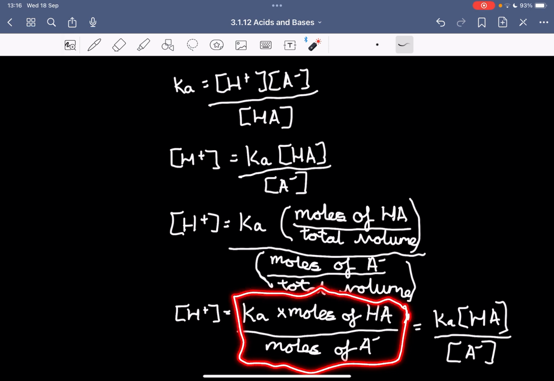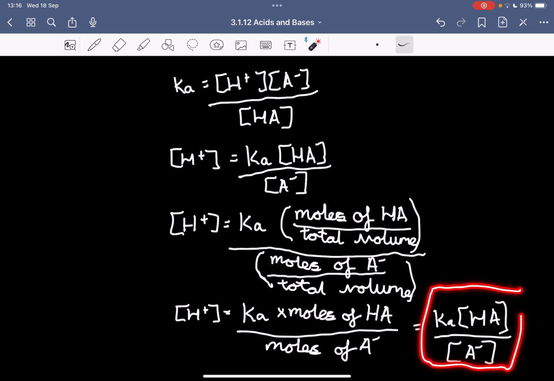And I think in your working out, this would be quicker. However, that is equal to this expression here, which is our standard expression, using concentration. And it's a bit longer, but you might find it more simple. So if you prefer doing that, just do that.